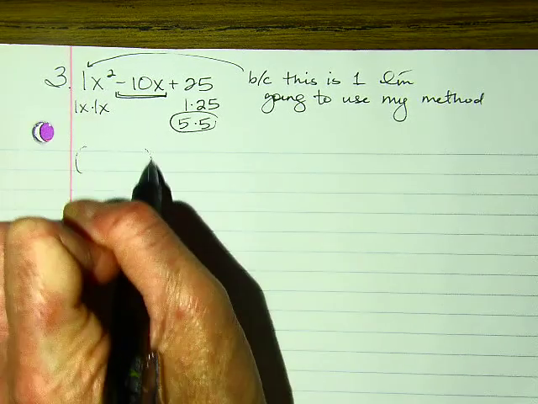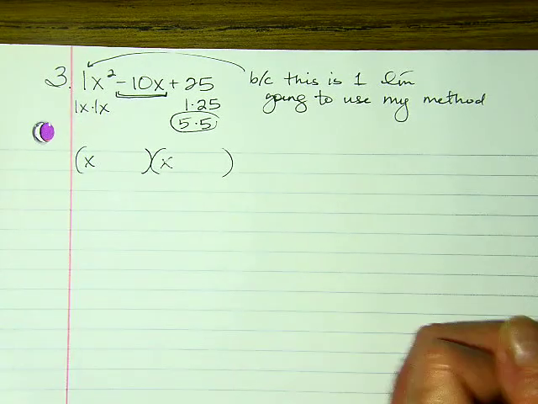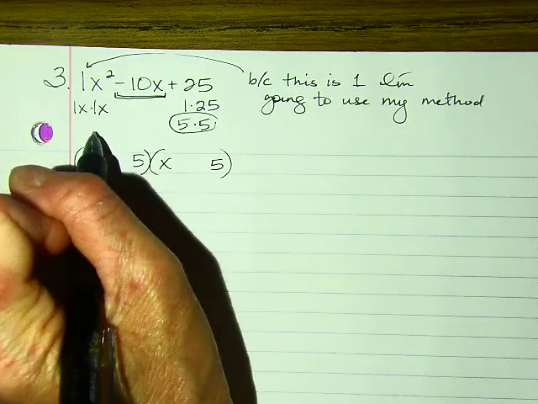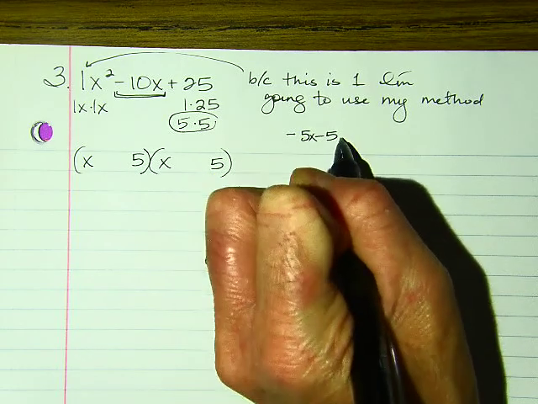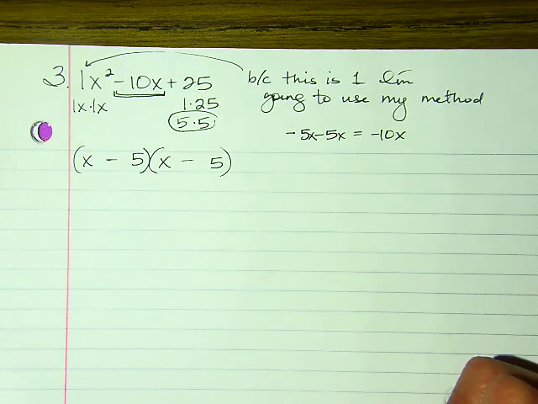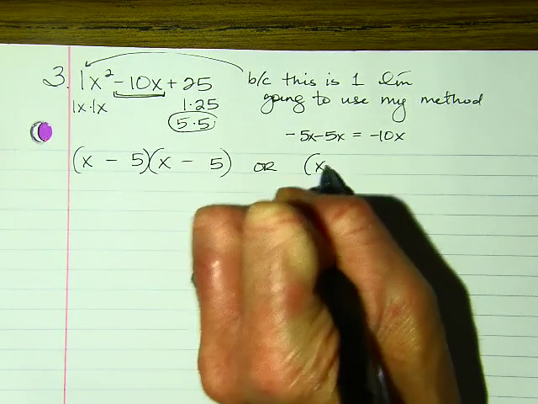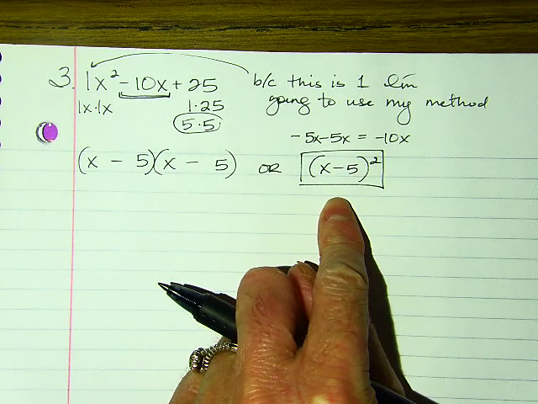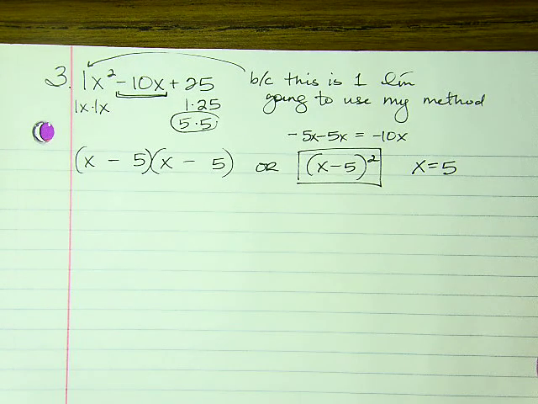So I'm going to set up my factors. x times x, so x times x. I know 5 is the end. And we already talked about it would have to be a negative 5 minus 5. It would have to be a negative 5x minus a 5x to give us negative 10x. So these would both have to be negative. Another way of writing this answer would be x minus 5 squared because they're identical and there are 2 of them. So the solution, if that says x minus 5, my solution is a positive 5.